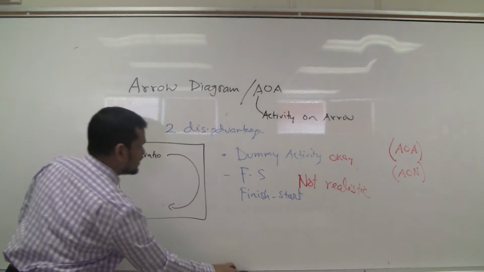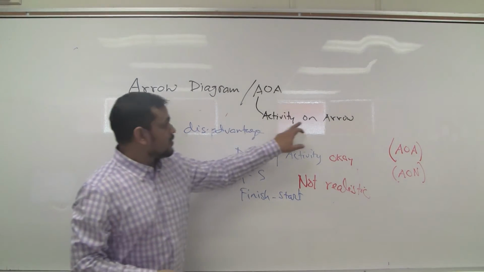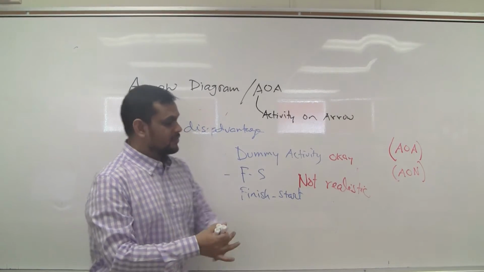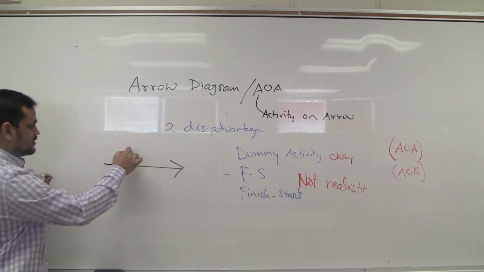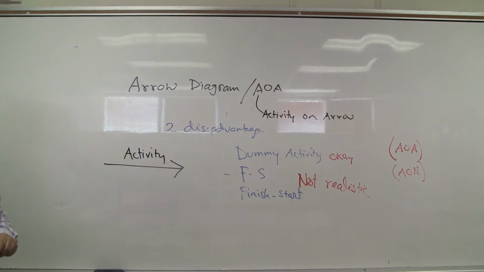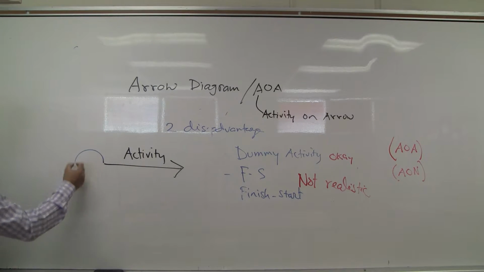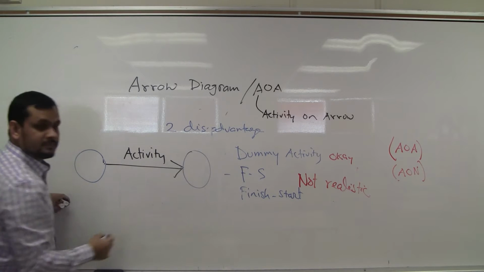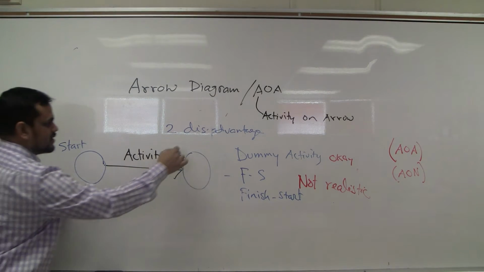But we will learn. Okay, now how to learn? Activity on arrow. Very important statement. So this is my arrow, my activity is here. So this is my activity. My arrow will tell me the activity. Here, sometimes we give a node. This one will say start. This one will tell me finish.